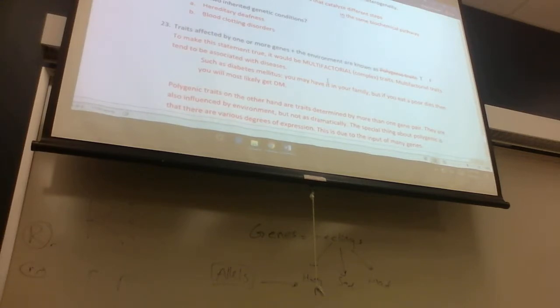Occurrence of the same phenotype in families is known as genetic heterogeneity. So this happens with different genes. They encode the enzymes that catalyze different steps in the same biochemical pathway. A lot of words there.